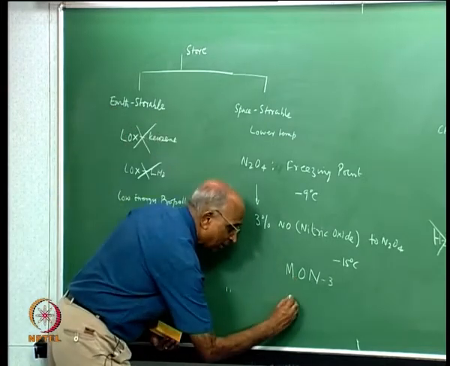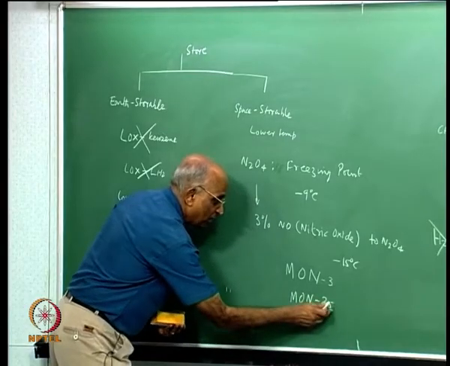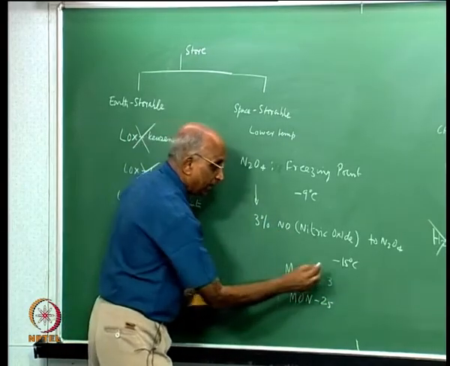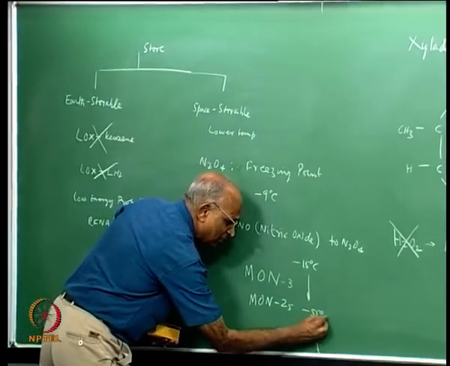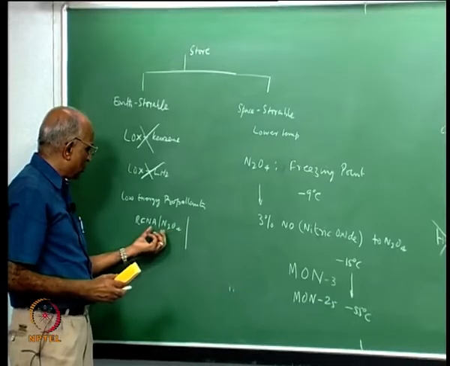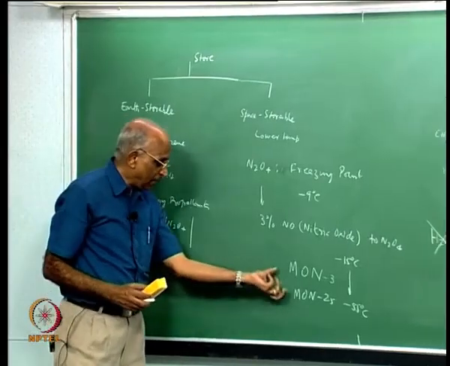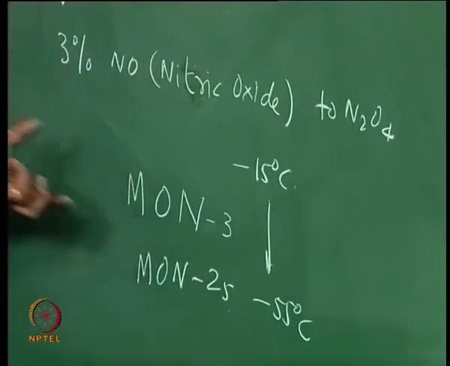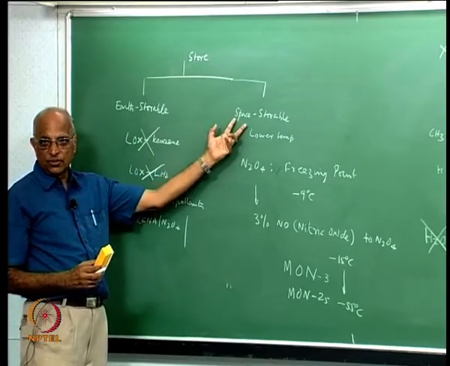If I add something like 25% of NO, I can decrease the freezing point to something like -55 degrees centigrade, which is even better. Therefore, in space I can still use maybe the other part of it, the fuel, as MMH, but I substitute N2O4 by this, and this is the subtle difference between earth storable and space storable propellants.